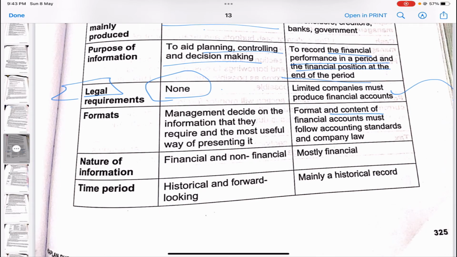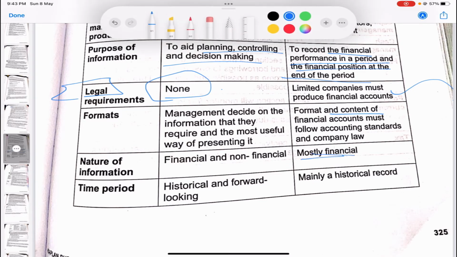So, the financial accounting, the nature is only financial, and in management, it is financial also and non financial as well. So, time period, the time period of the financial accounting is mainly a historical record because we record what happened in the previous year, whereas the time period of management accounting is historical as well, but it is even forward looking. Hope that's clear.